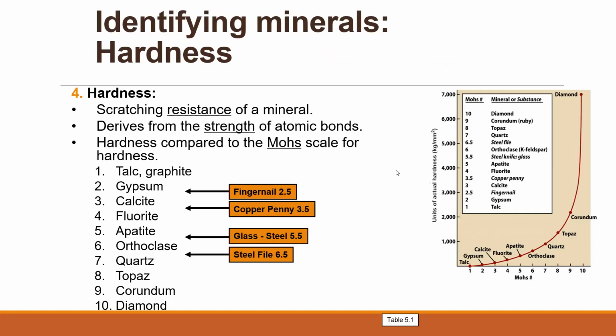Hardness is the next physical property. This can be defined as the scratching resistance of a mineral, or how hard it is. This is due to the strength of the atomic bonds. So to measure the hardness of minerals, we use a thing called Mohs hardness scale, which is 10 minerals of known hardness: talc, gypsum, calcite, fluorite, apatite, orthoclase, quartz, topaz, corundum, diamond.